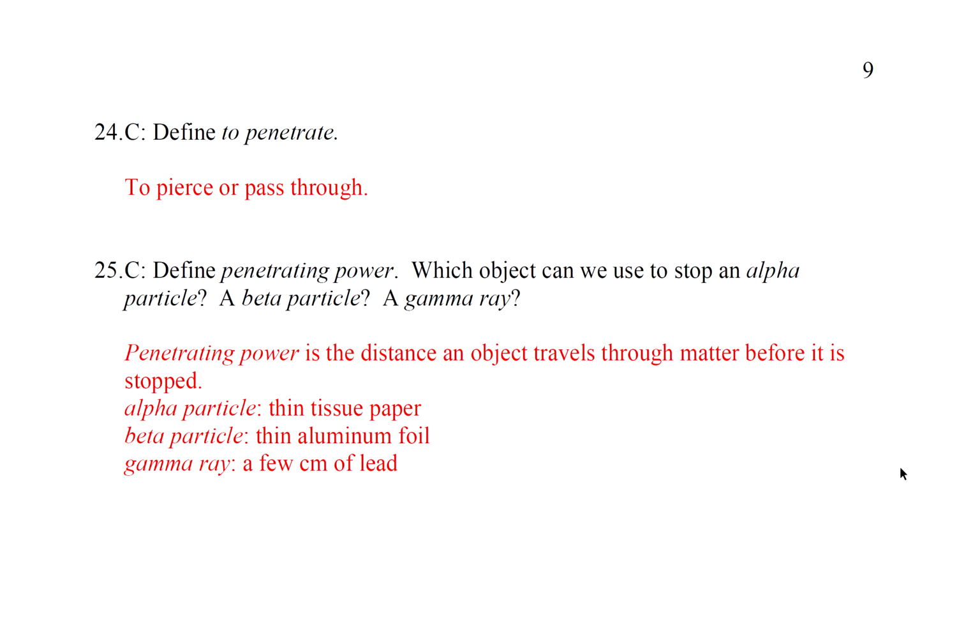Question 24, define to penetrate. Question 25, define penetrating power. Which object can we use to stop an alpha particle, a beta particle, a gamma ray? To stop an alpha particle, we could just use thin tissue paper. To stop a beta particle, we could use thin aluminum foil, and for a gamma ray, we need a few centimeters of lead.